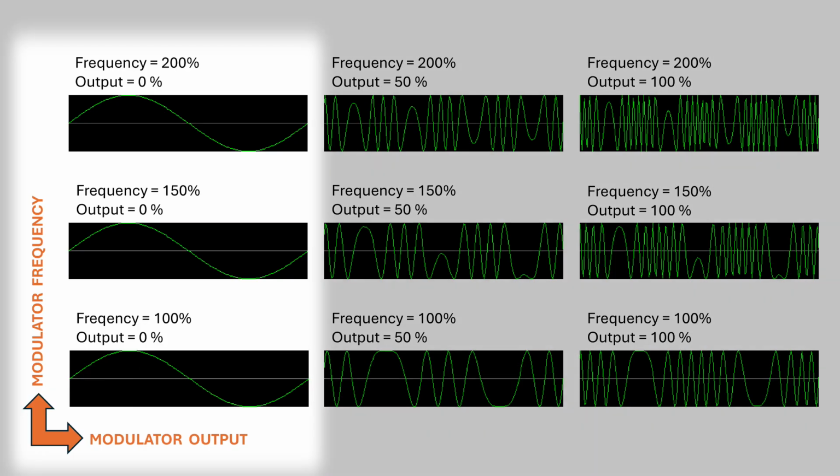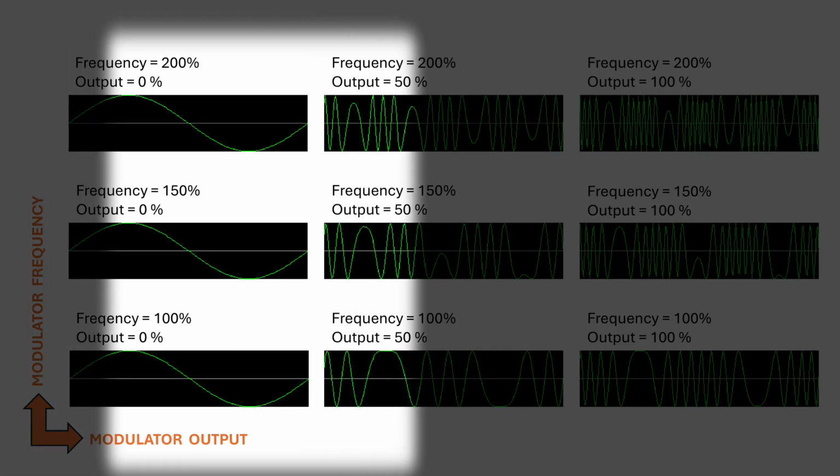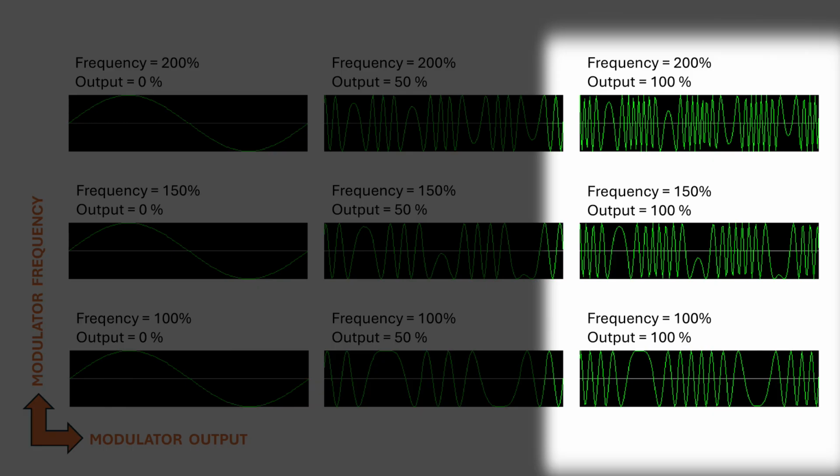So on the far left there's no output at all, and there's varying levels of frequency. They all look the same, but when you apply 50% output in the middle there, you'll see the ones at the top with the highest frequency have much more compression of the waves. They're tighter. At the bottom, they're much more broad. And then here, it's even more dramatic.